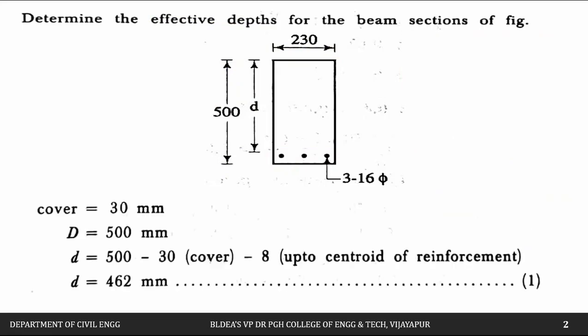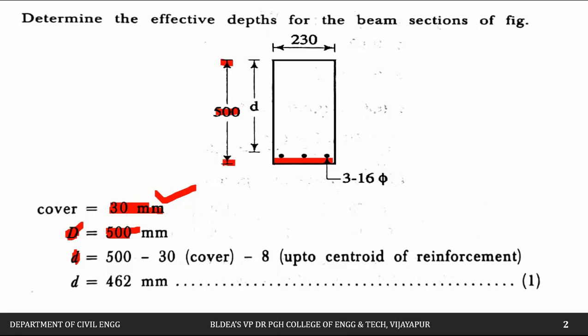We can take the bottom cover as 30 mm. From the bottom of the beam to the bottom of this reinforcement, this clear distance is the clear cover, and we can take clear cover as 30 mm. Capital D is nothing but the overall depth, that we have as 500 mm. Then next I want to calculate the effective depth. So how to calculate effective depth now?